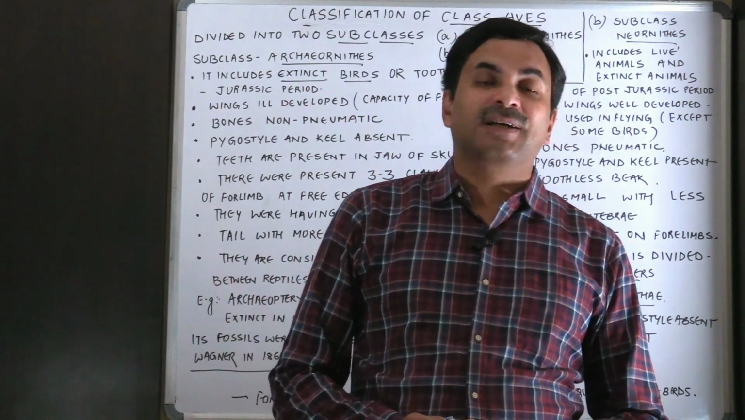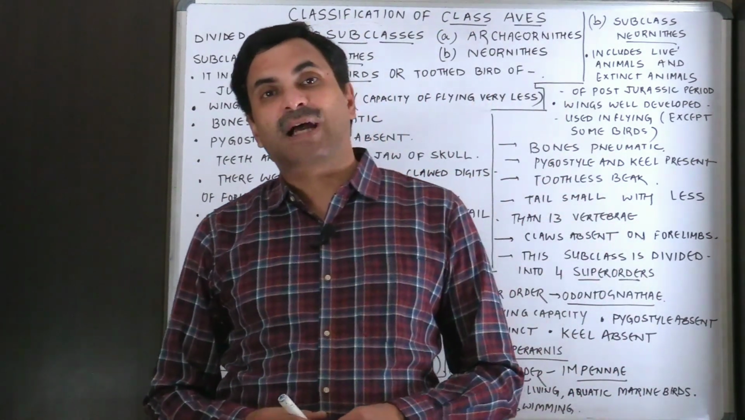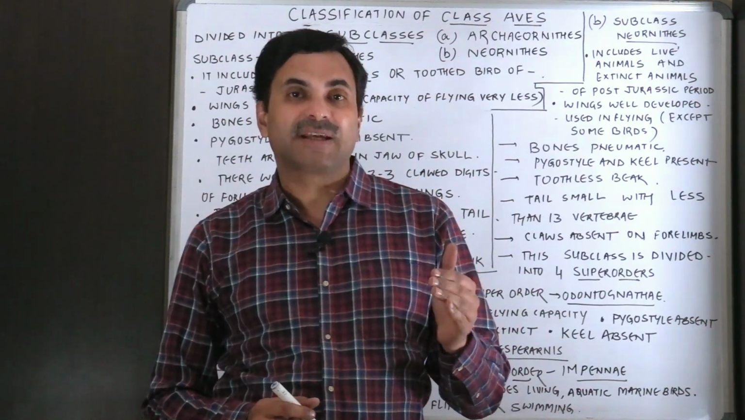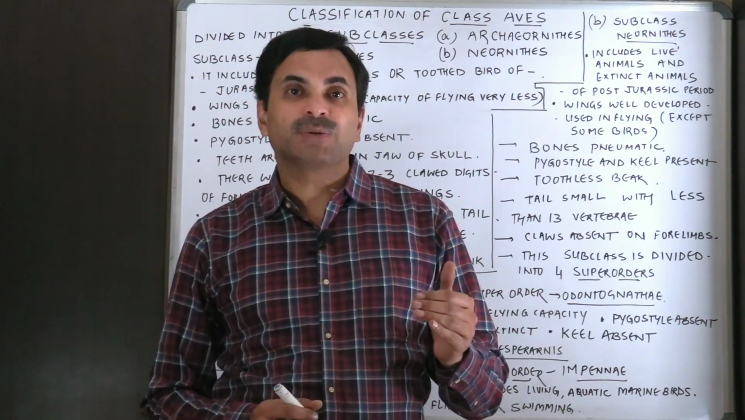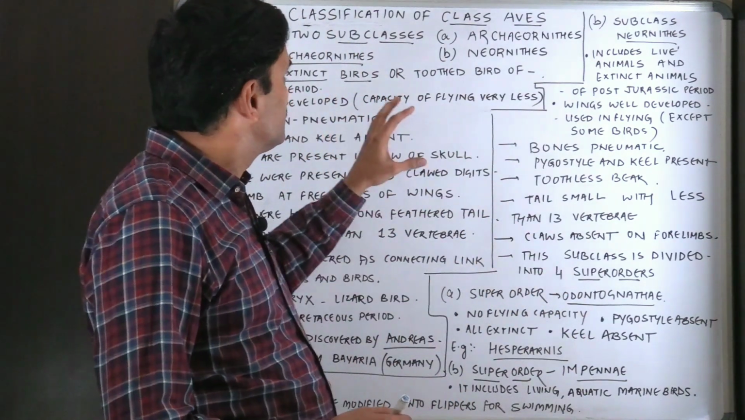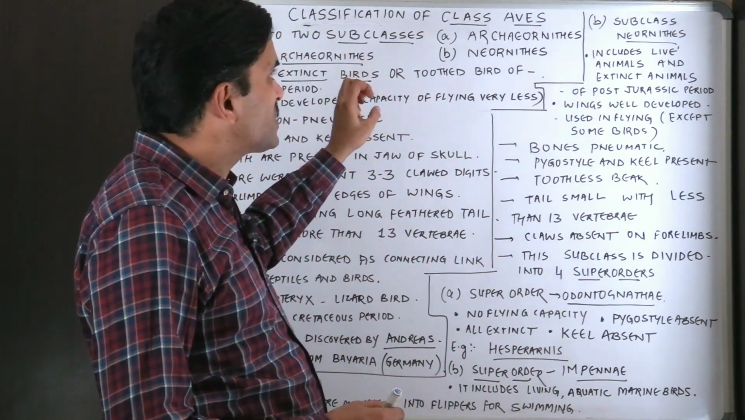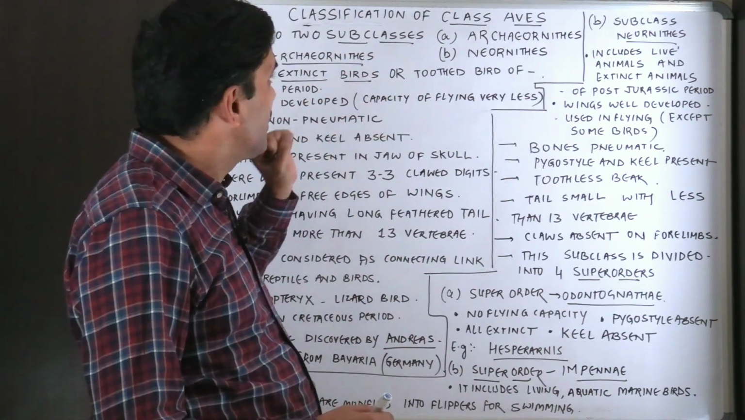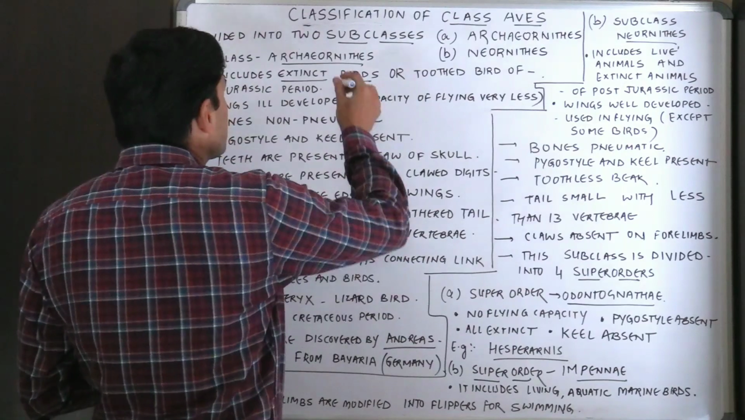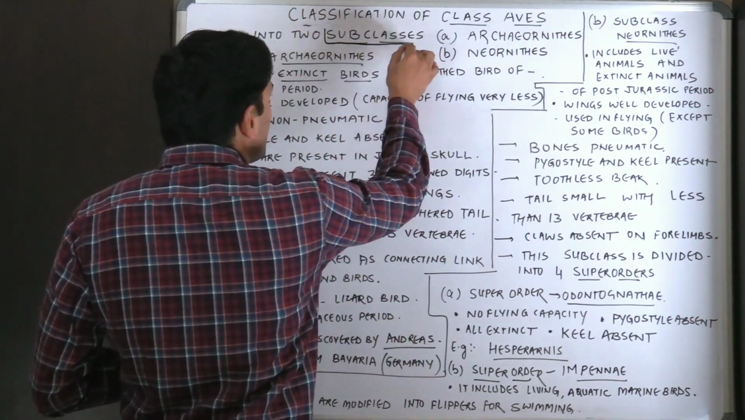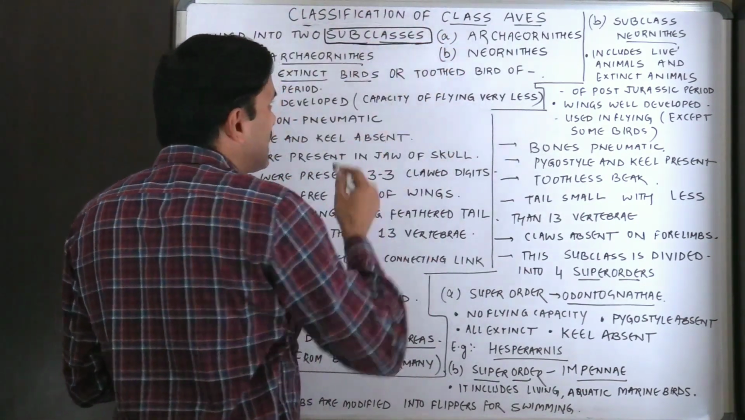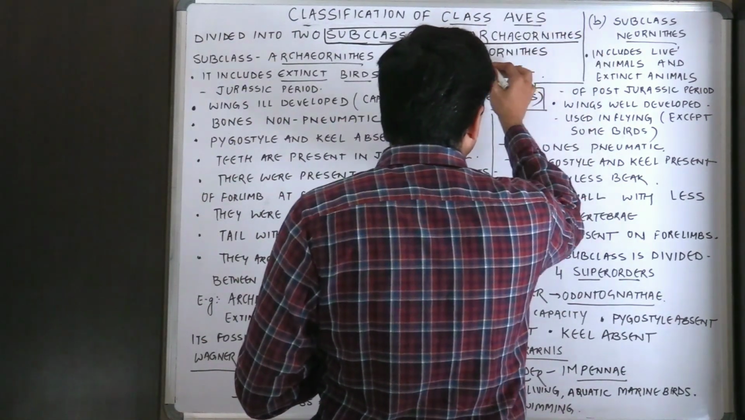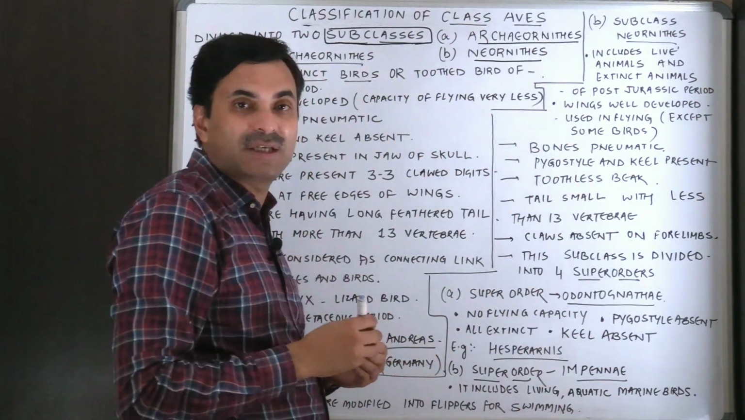Hello everybody. In the previous video I discussed the general features of the class Aves, that is the birds, but in today's video we are discussing some classification, or some subclasses in fact, of the class Aves. The class Aves has been divided into two major subclasses. One is known as the Archaeornithes and another is known as the Neornithes.